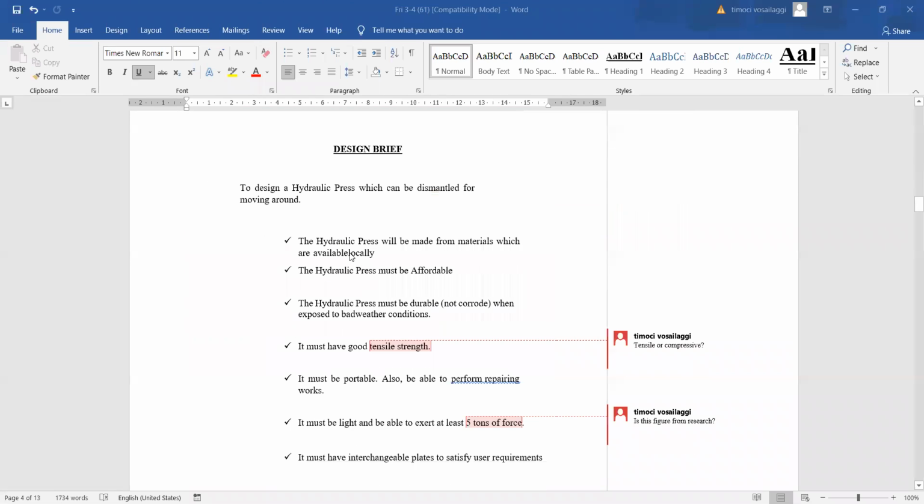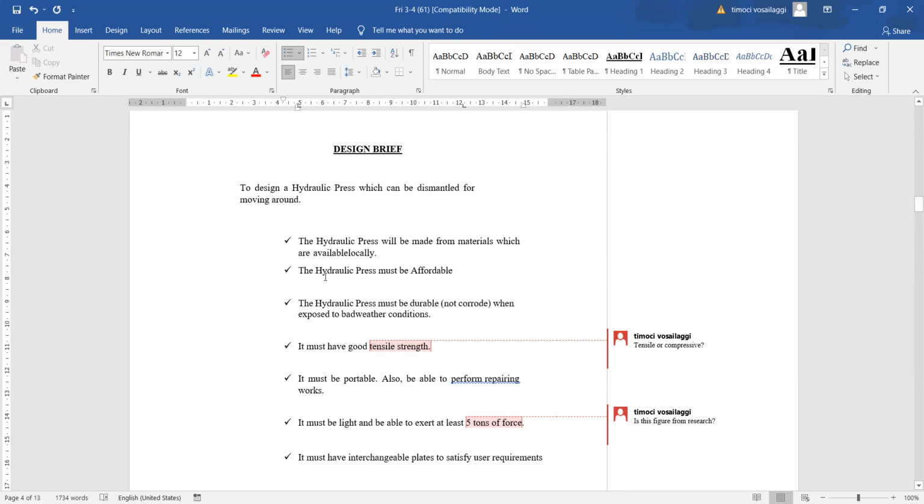Design brief. This is fine for a design brief. I would count these as criteria. So hydraulic press will be made from materials which are available locally. May just want to mention why, just because it's cheaper, just add a bit of justification as to why this is a criteria that you're interested in.